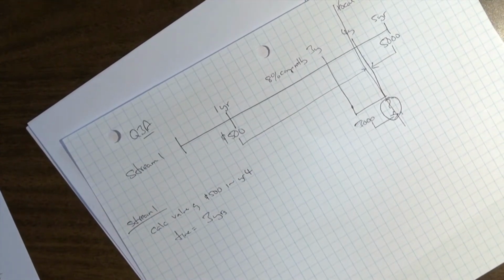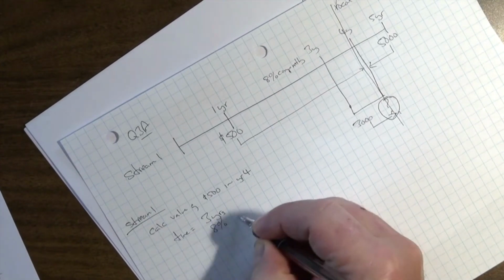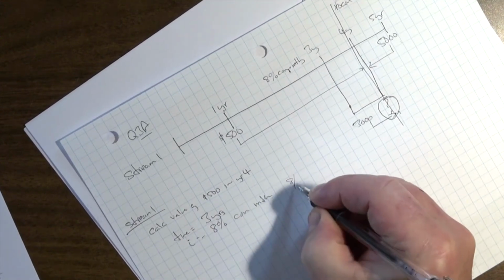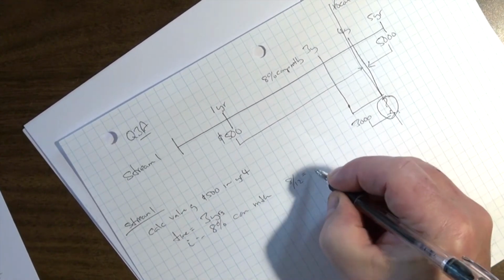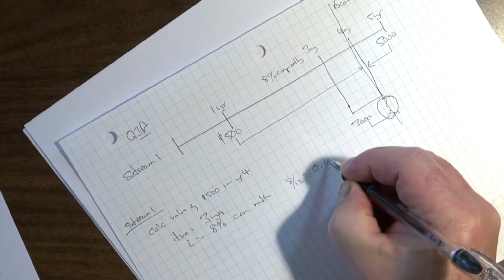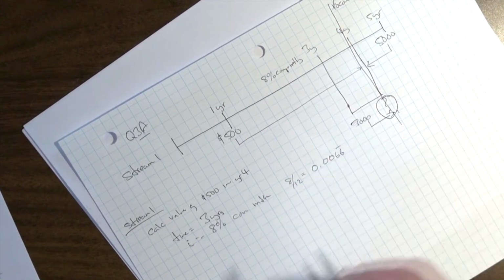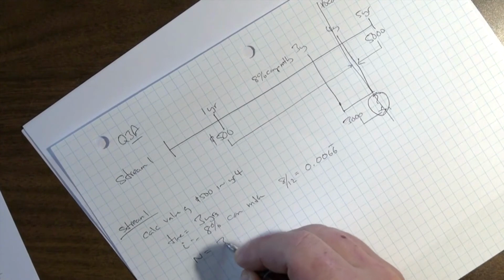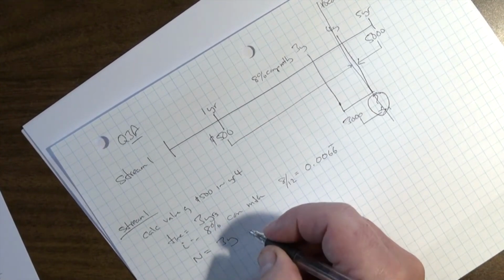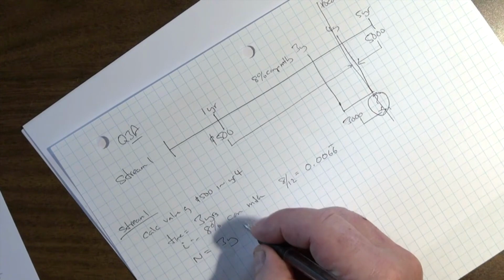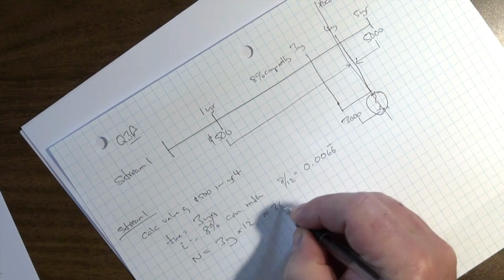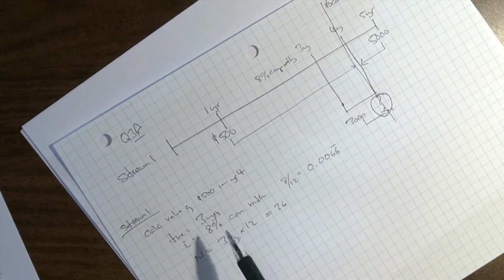It's 8% compounded monthly. So i is 8% divided by 12, and that comes out to a decimal of 0.0066 repeating. And n is the number of compounds, so it's 3 years times 12 per year. 12 compounds per year, so that's 36. So there's our basic information that we have to plug into the formula.